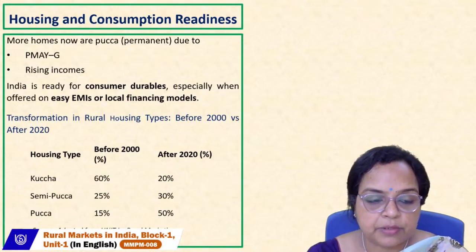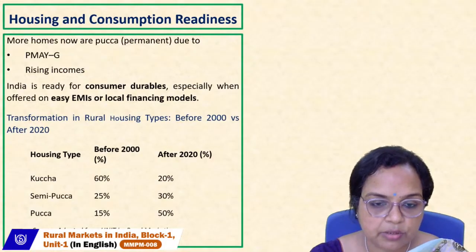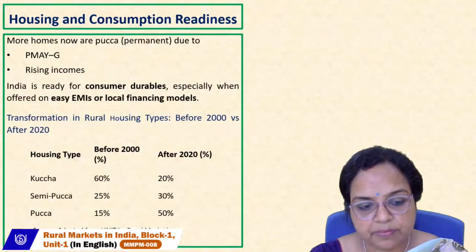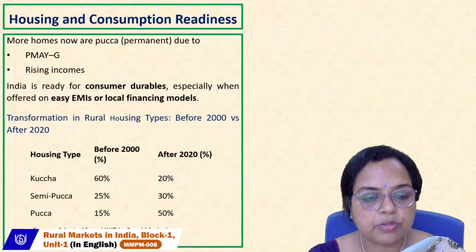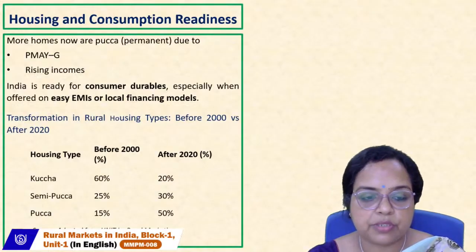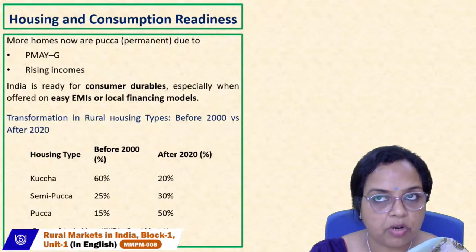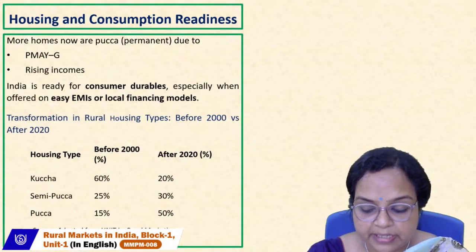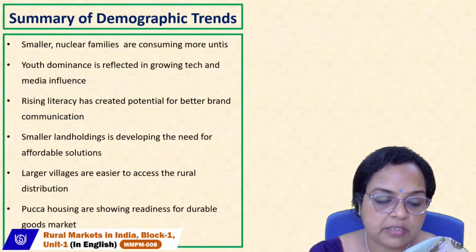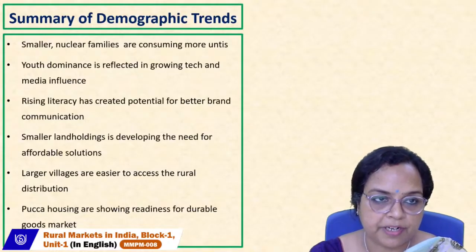Housing type. This table shows that before 2000, 60% were kacha houses, and after 2020 it has dropped to 20% kacha houses. Also the pakka house percentage has increased from 15% in the year 2000 to 50% after 2020. All this is valid data for a marketer to decide how to introduce their product, where to introduce, and who will be the prospective consumers for their product.